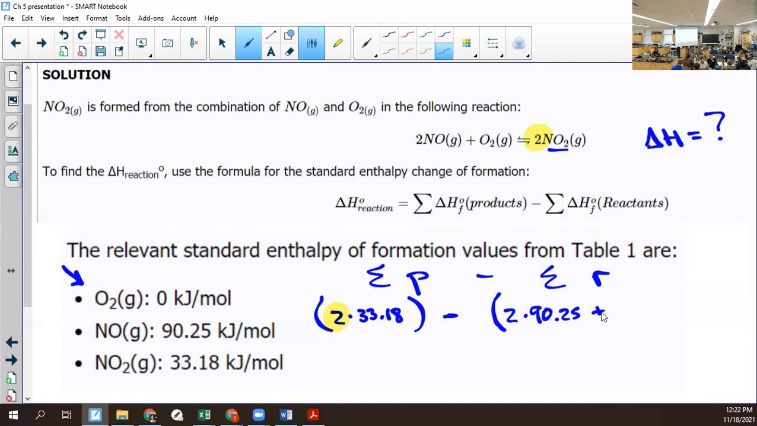Now you don't have to do this, but I'm going to put plus 0 specifically, so you remember I incorporated all that. Sum of the products minus the sum of all the reactants. Math-wise, 180.5, right?